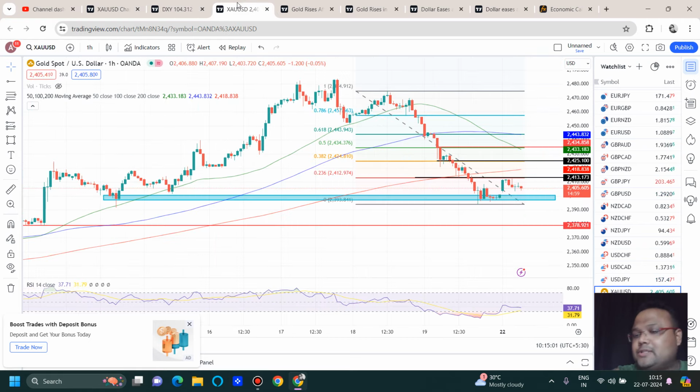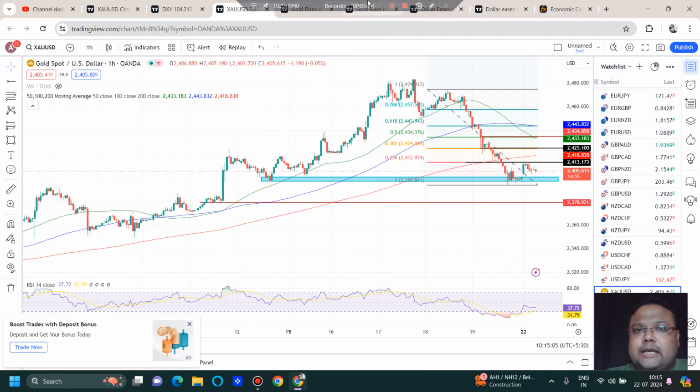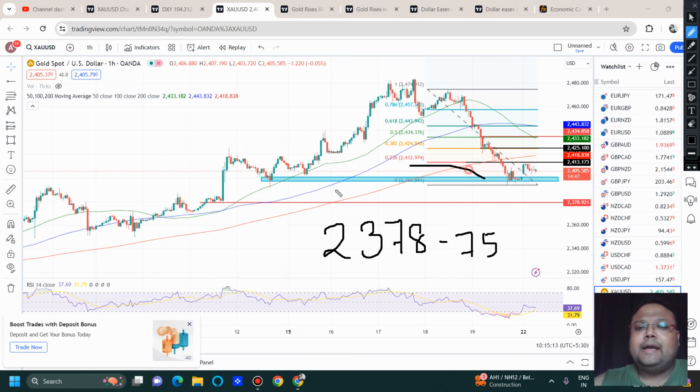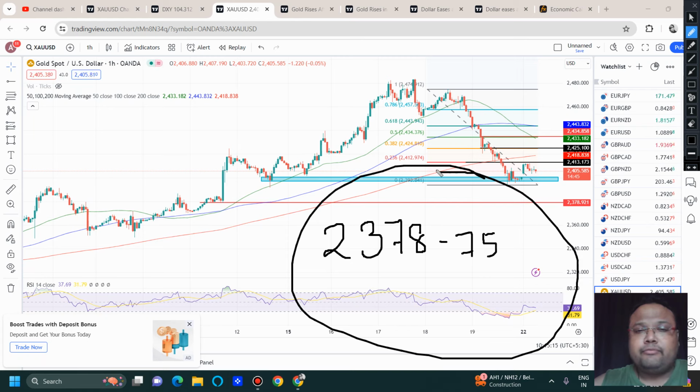Now let's talk about gold then. On the chart of gold, on Saturday we discussed that if gold falls, then the next big support on the chart of gold is around 2378, 2375, and the support is still very much valid. So as a day trader, as a swing trader, we can definitely go for buy position.